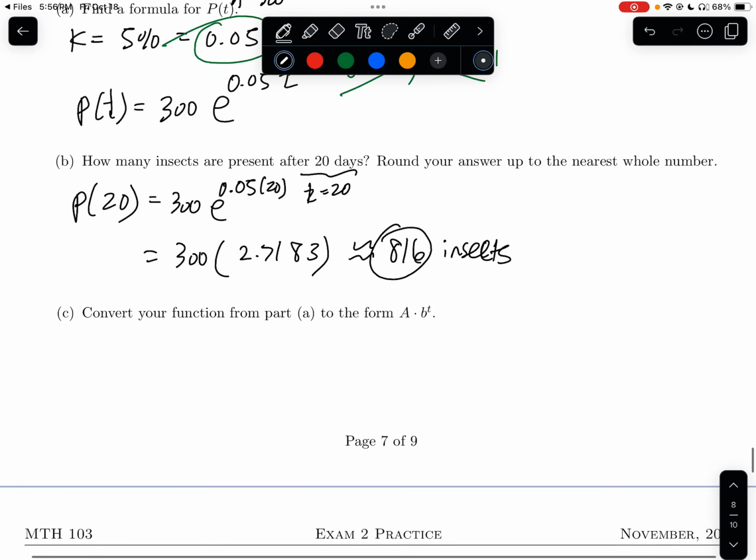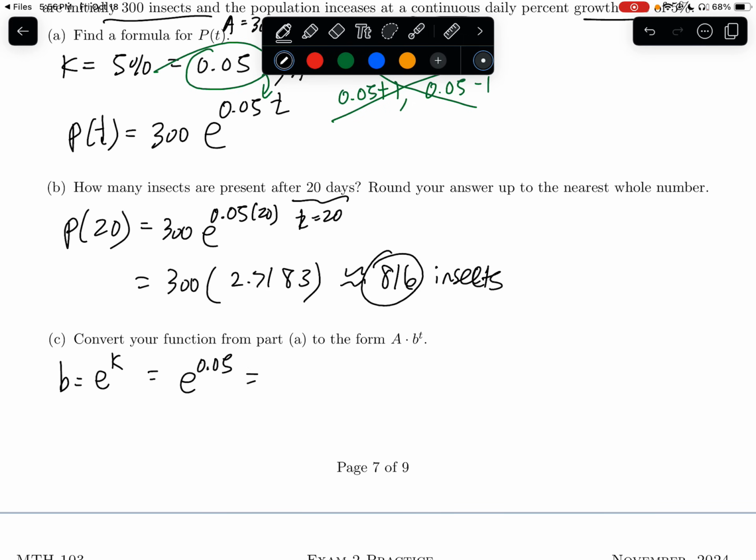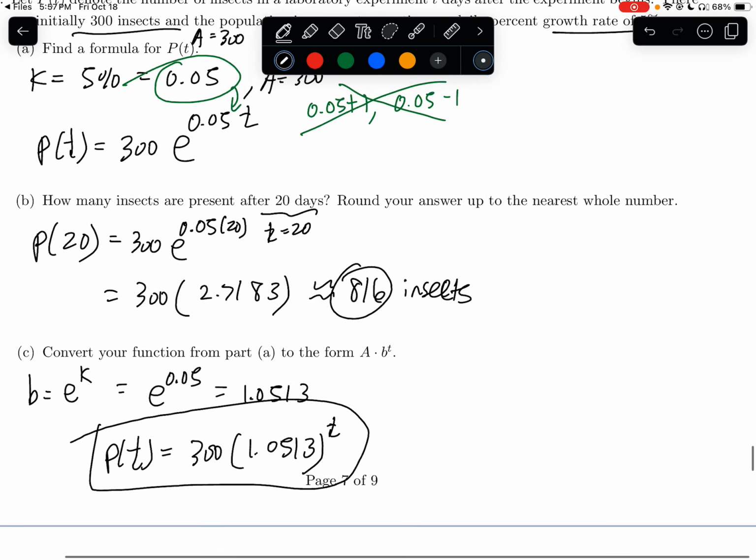And then convert this to the form of a times b to the t. So what we need to use here is the conversion that b is e to the k. You just split up the exponent, and this is e^0.05, which is 1.0513, if I round to 4 decimal places. So the same function can be written as 300 times 1.0513 to the t.